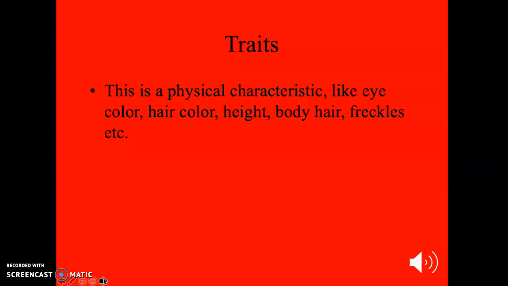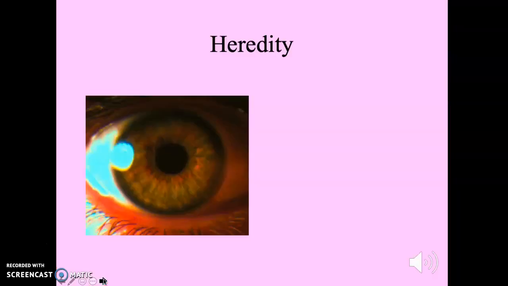So traits. Traits are physical characteristics like your eye color, hair color, height, body hair, freckles, etc. These are things you can see. These are things you inherit from your parents. So you get half your genetics from mom and half your genetics from dad. And we're going to talk in a second about why you might look different from one or the other.